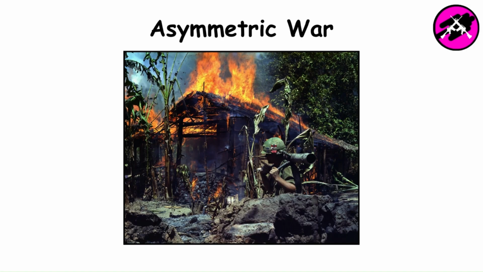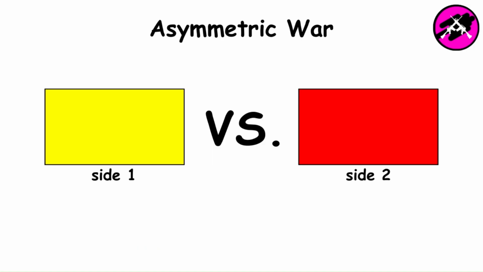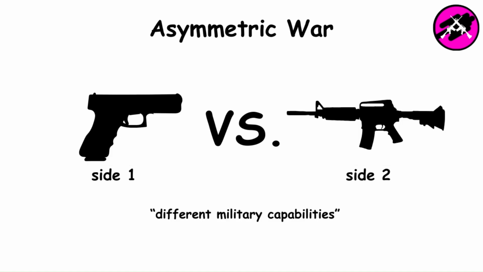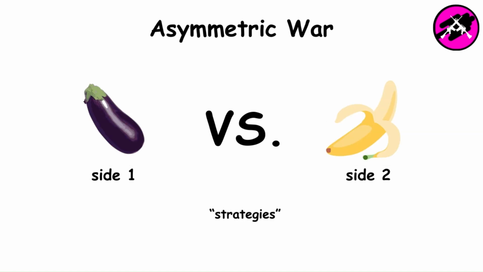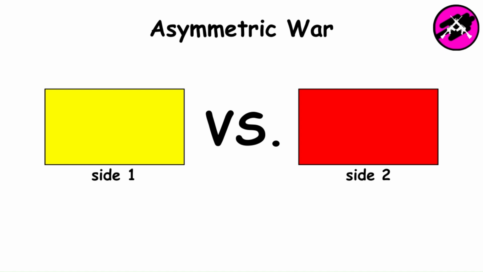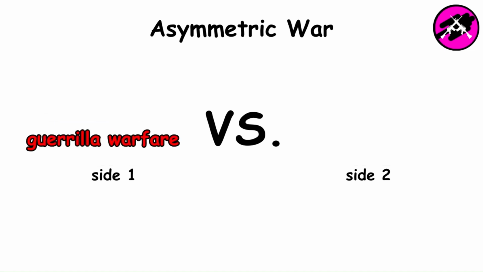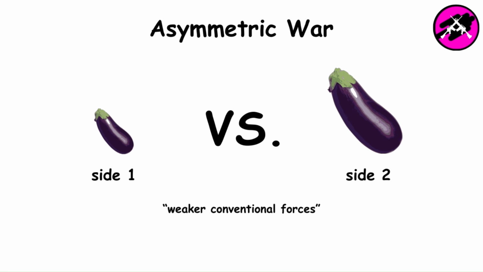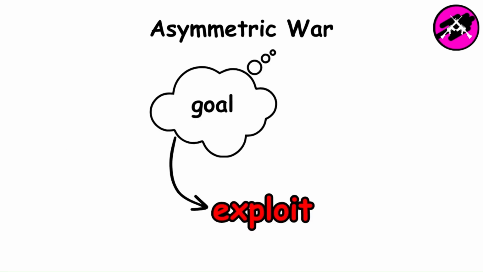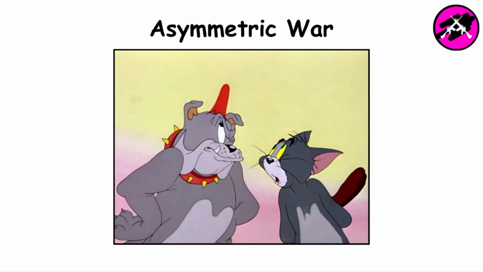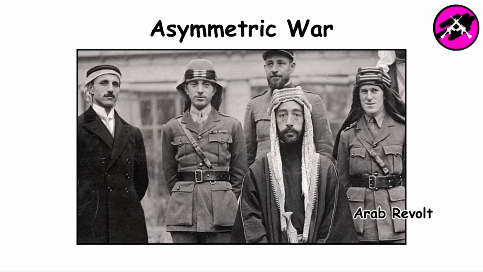Asymmetric war. Asymmetric war refers to conflicts where opposing sides have significantly different military capabilities, strategies, or resources. One side often employs unconventional tactics, such as guerrilla warfare or terrorism, to make up for its weaker conventional forces. The goal is to exploit the opponent's vulnerabilities, rather than engage in direct confrontations. Examples include the French Indochina War and the Arab Revolt.